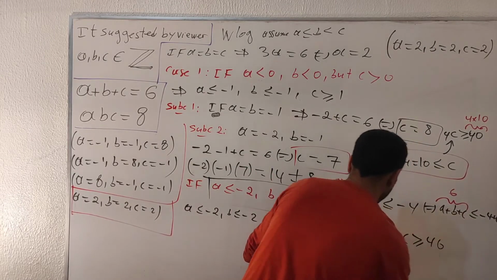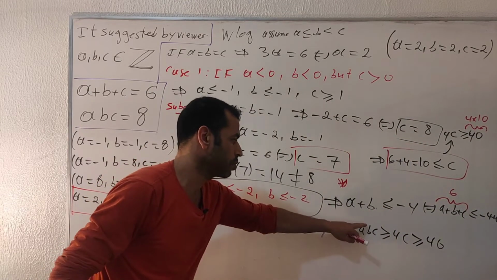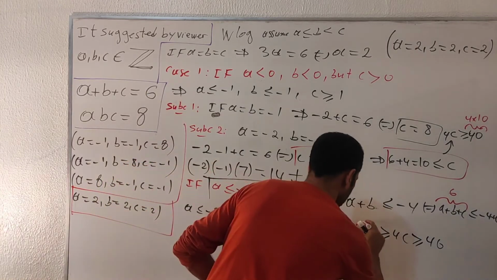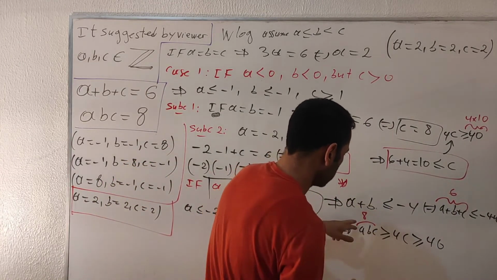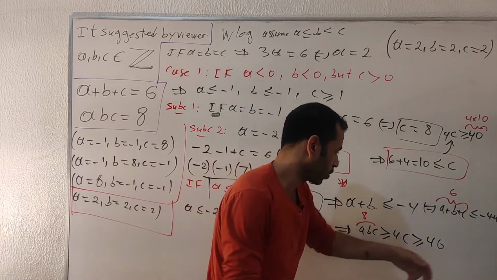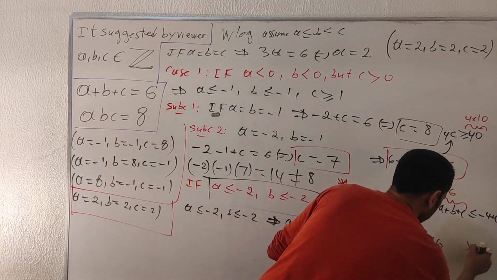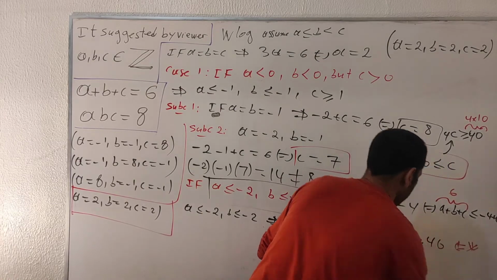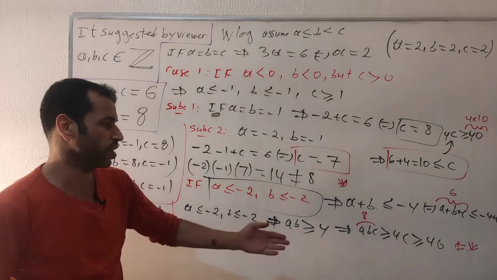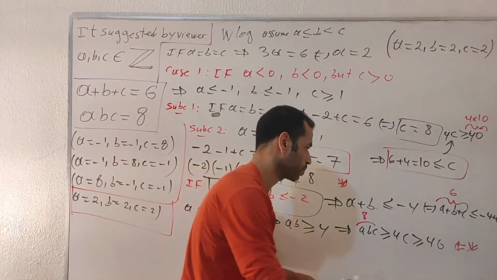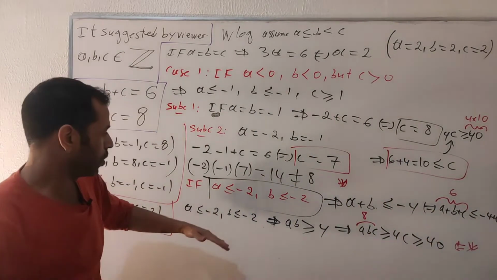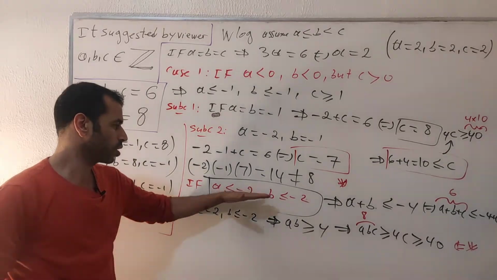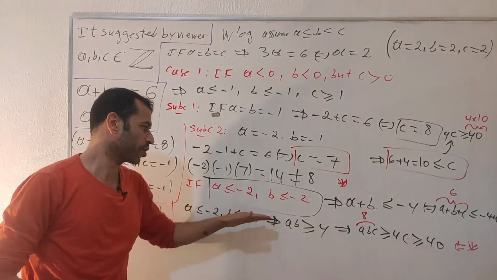We know the value of this product equals 8, so we get 8 is superior to 40, which is clearly a contradiction. It is impossible to have 8 superior to 40. Now we have no solutions on this interval.